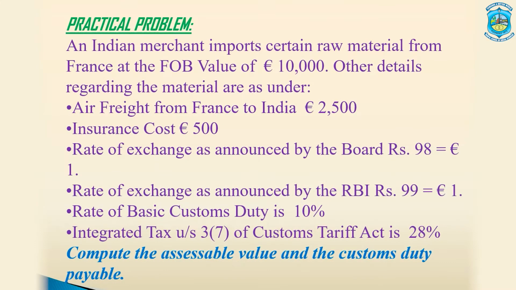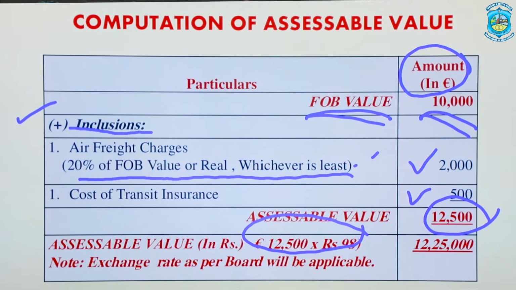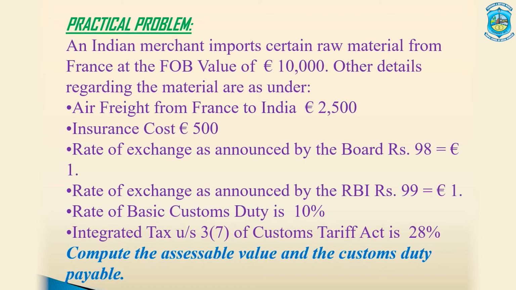So now the final part of the question, we are starting the computation of customs duty. Remember, we already did the assessable value, that is 12,25,000 rupees. Now we are ready to calculate customs duty in Indian rupees on the assessable value of rupees 12,25,000. Let's start the computation of customs duty on the basis of this assessable value.